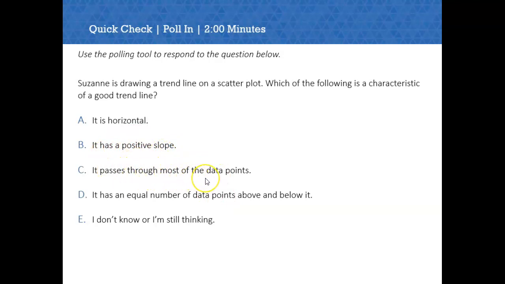Passing through most of the data points can be difficult because remember, in a scatter plot, they're just kind of like little dots all over the line that have a general trend. So getting through all of it maybe would look like a line that goes up and down, so that wouldn't be a trend line. And horizontal, that just means straight across, and that really doesn't have anything to do with trend lines.